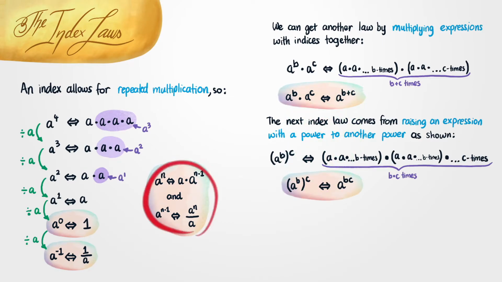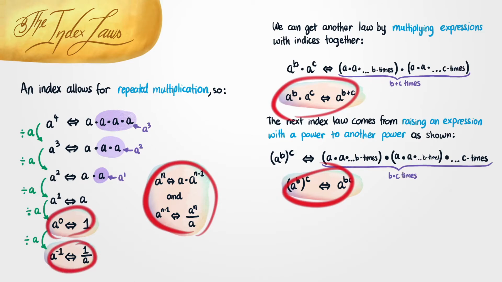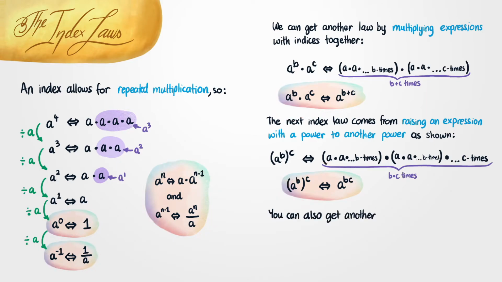Now these 5 rules over here are the basic rules that you need when you're dealing with indices. However, many people like to include one more rule on the list, and that occurs when you divide an expression by another expression with an index. However, personally, I don't give much importance to this last index rule, because you can get it directly from these 2.